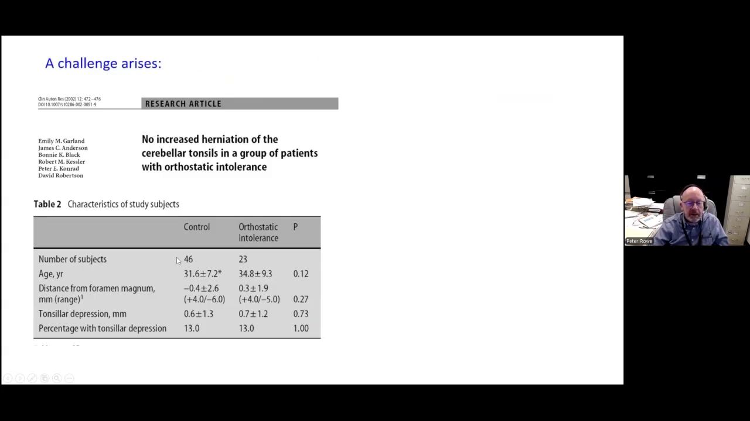And they had a number of controls. Now, they selected people with orthostatic intolerance who had, for some reason, had an MRI, and they looked at controls who had had an MRI for a different neurologic group of symptoms. So the ages were similar, the degree of tonsillar depression was similar, and the percentage who had tonsillar descent looked equal in both groups.